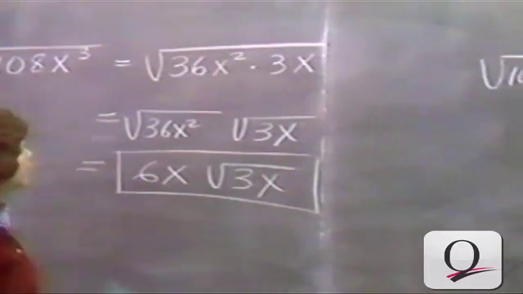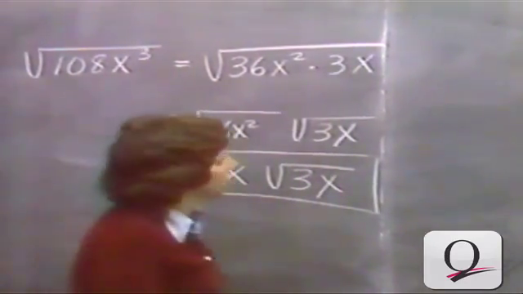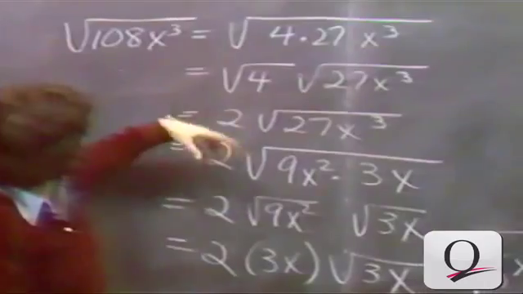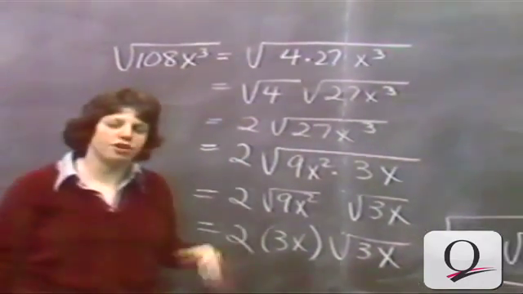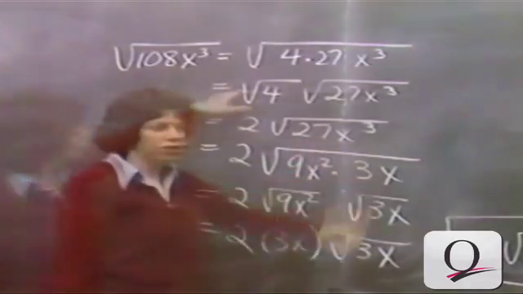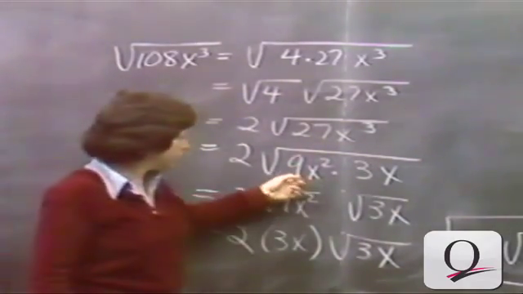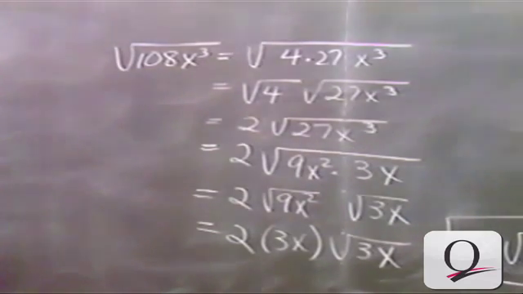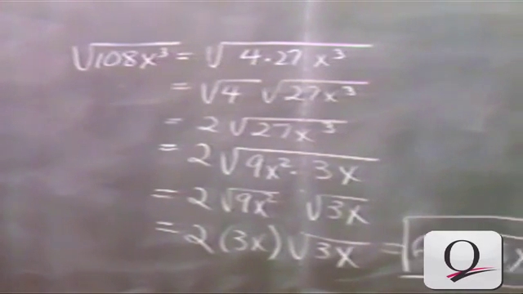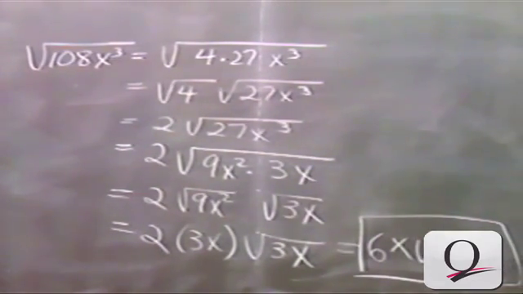If you do not see that 36 is a factor of 108, you can do it bit by bit. You notice you're trying, of course, 4, 9, 16, like that. You're looking for perfect square factors. And then when you look at 27, you see that 9 is a factor, and so on. And you get the same answer. Okay, let's try some more examples.